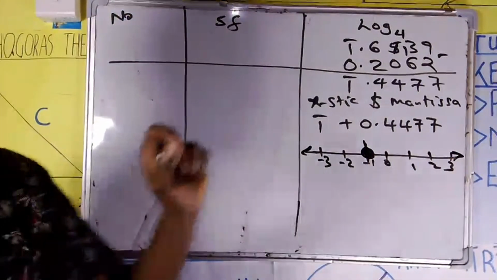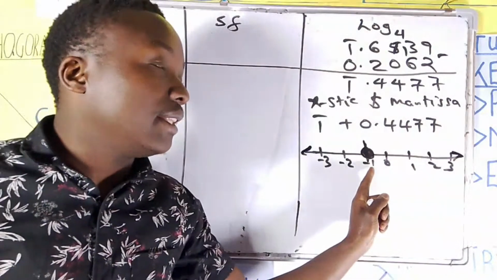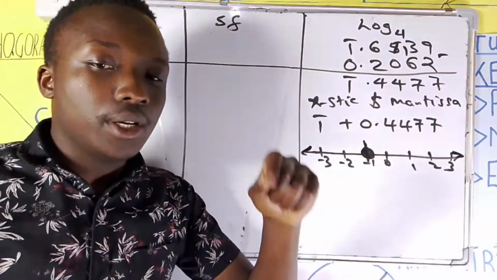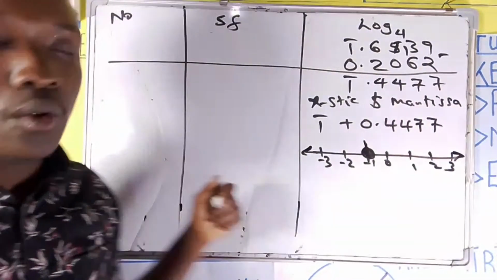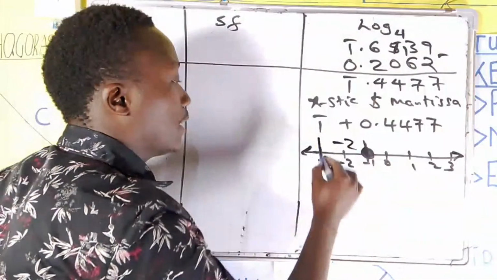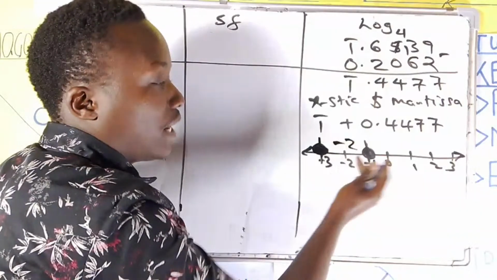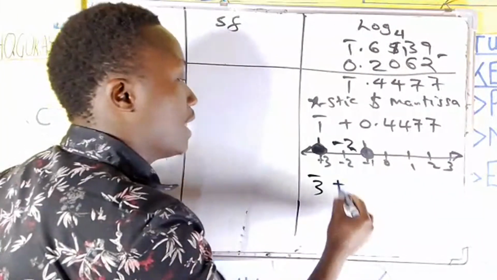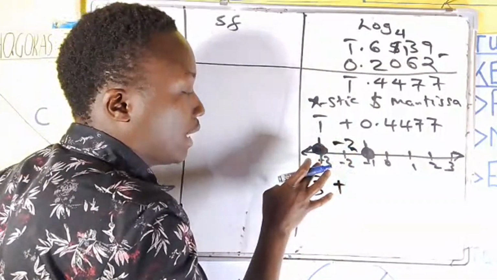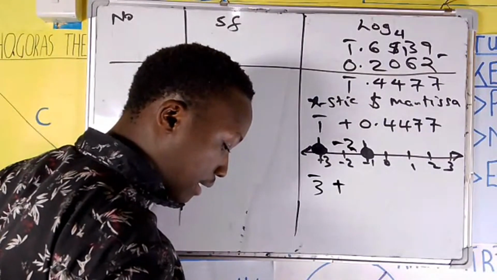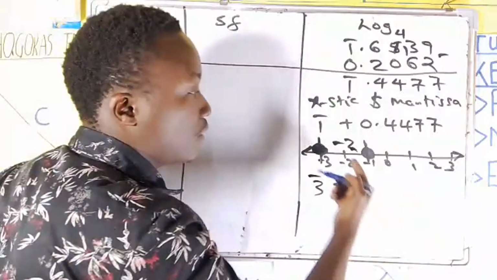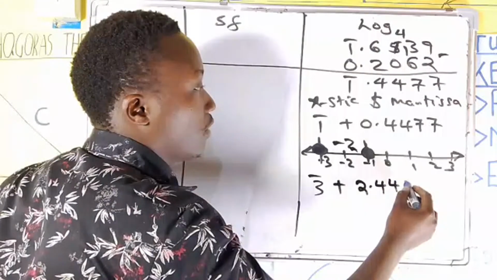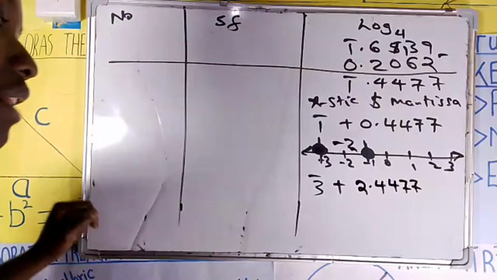What is the least number that we can add to negative 1 to get a number divisible by 3? The closest is negative 3. What are we going to add to get negative 3? We are going to add negative 2. So we have added negative 2 to come to negative 3. So that is going to be bar 3 plus, and on the other side we will now take negative 2 as positive, and it will be 2.4477. We will have bar 3 plus 2.4477.